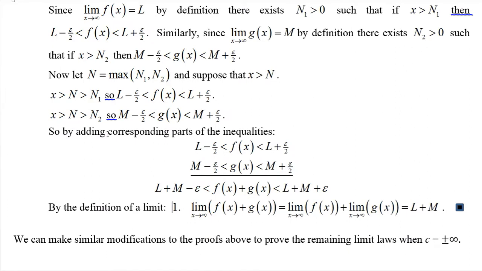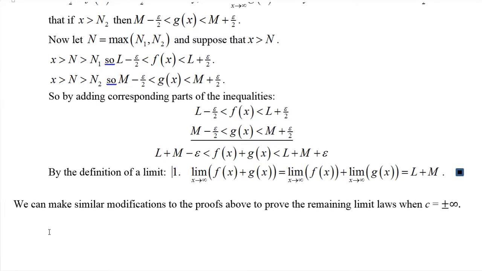So we can make similar modifications to the proofs above to prove the remaining limit laws when c is infinity or minus infinity. I'm not going to go through all the details of those proofs, but hopefully you get the basic idea of what's going on there.